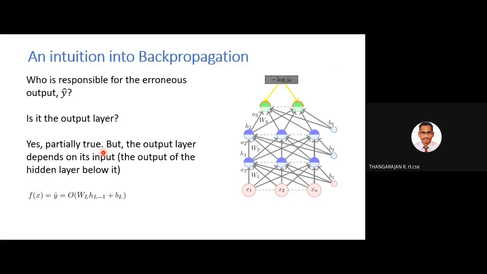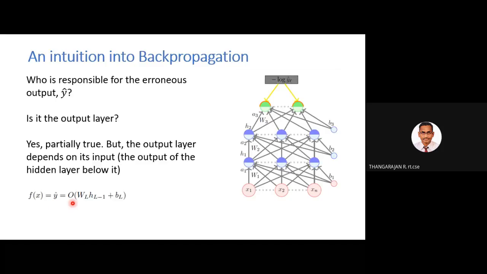So the output layer does not see the input as it is. It sees only what is being presented to it by the layer just below the output layer. It will say, I know what I have done correctly, but what has the layer below the output layer given me? It has given H2. H2 is the output of the hidden layer, and that is being presented to the output layer.